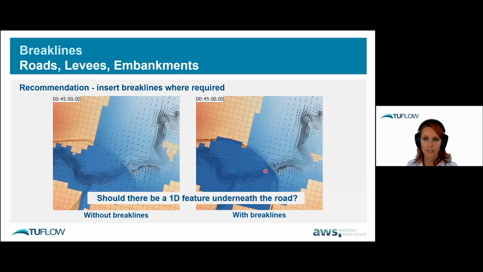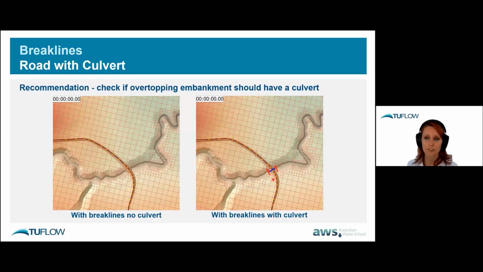If you see a flow overtopping a road, you should be asking yourself if there should be a 1D feature underneath the road, for example, a culvert or bridge. Here I have a simulation which does have a culvert included in the model. So let's run another animation.